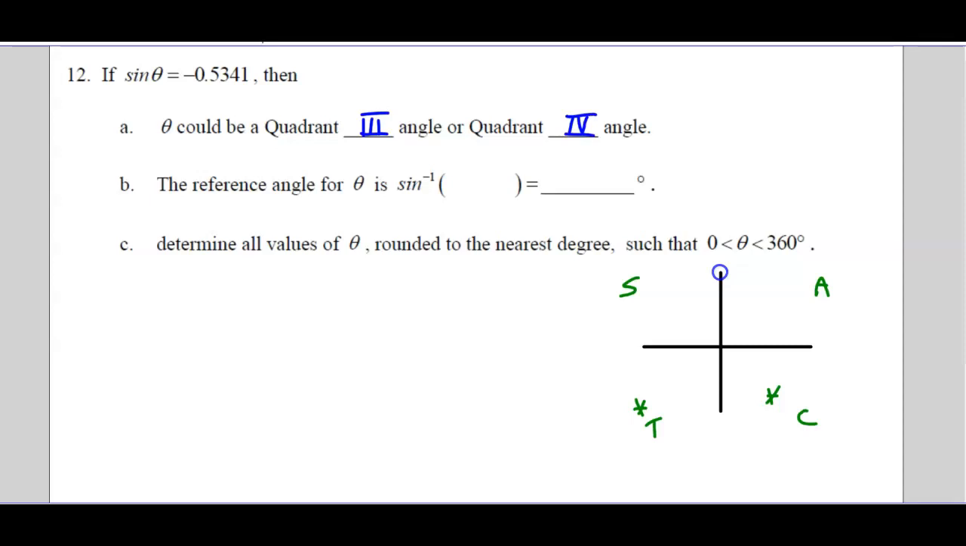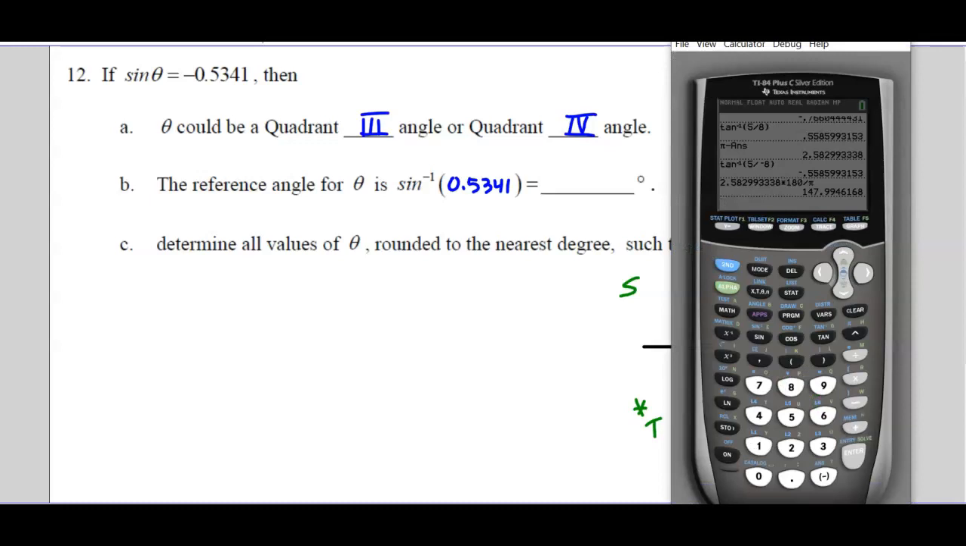The reference angle for theta would be finding the inverse of always the positive. Because remember, a reference angle is always less than 90 degrees. So doing that in your calculator. Now, got a degree symbol here. So mode key, I've got to change my calculator back to degree. And then go second sine, 0.5341. Doesn't say what to round to. I'll go to 1 decimal place.